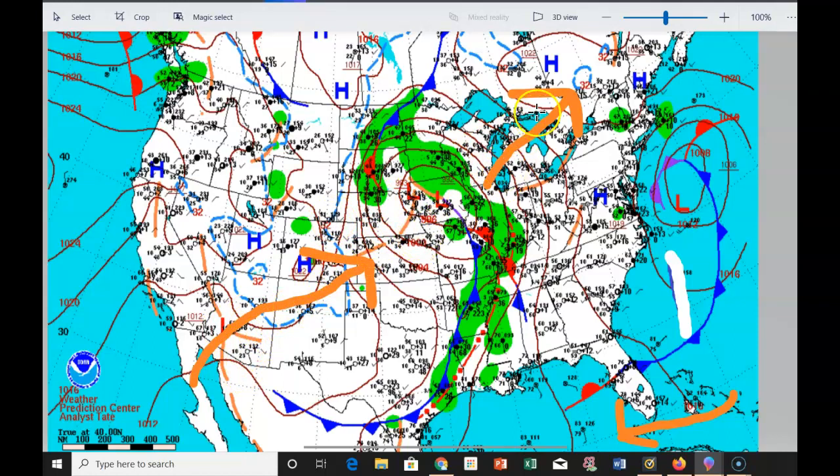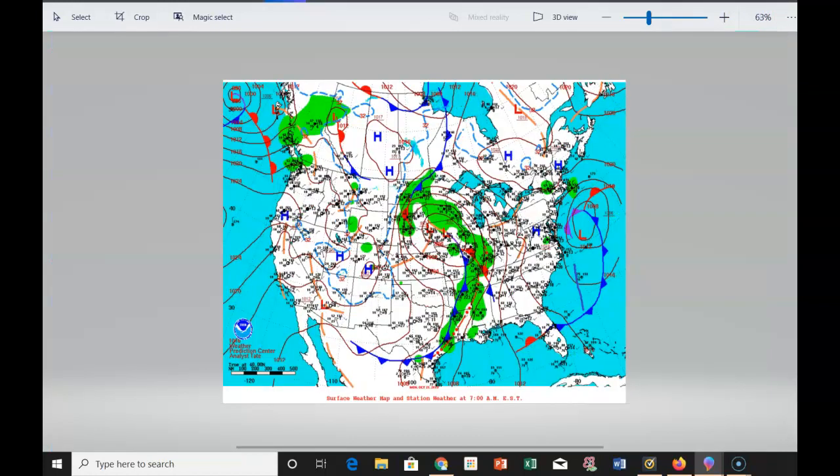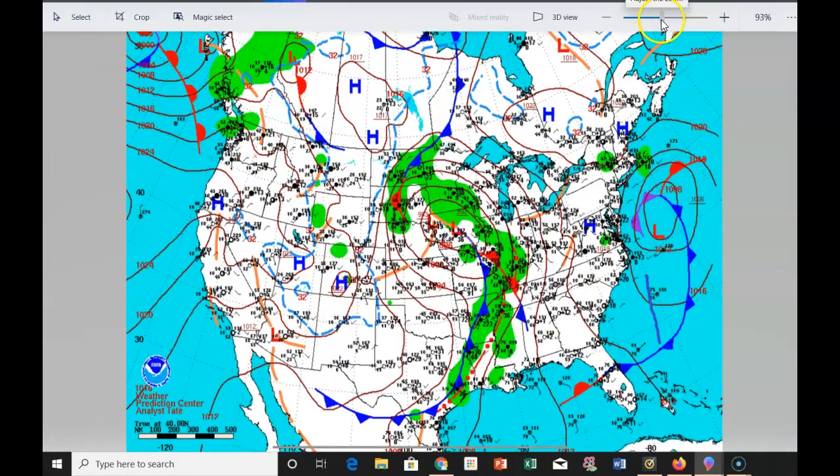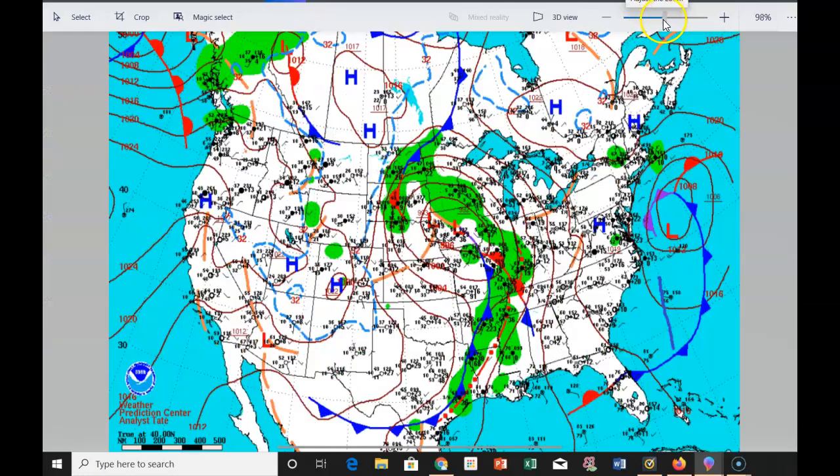Now the other feature which drives weather systems across the continental United States is the jet stream. And the jet stream is that upper level river of wind which also helps to direct features across the world, but mostly we're going to look at the continental United States.